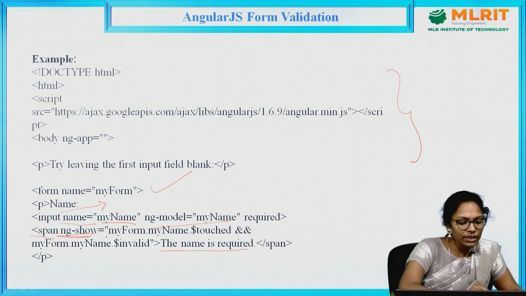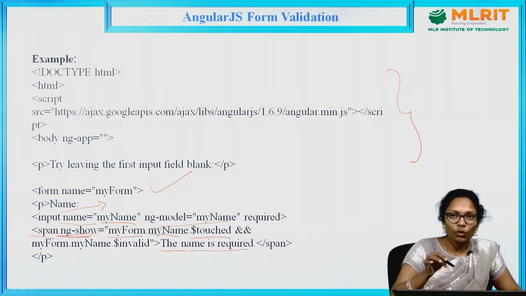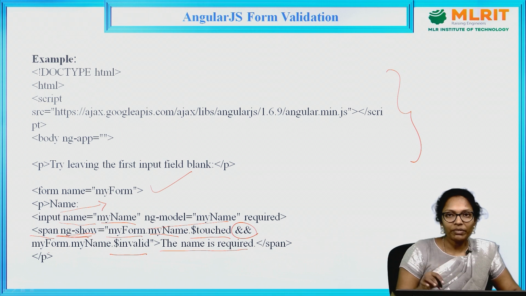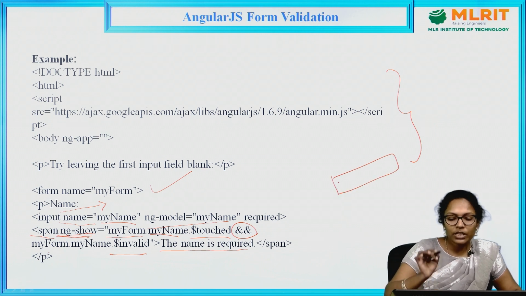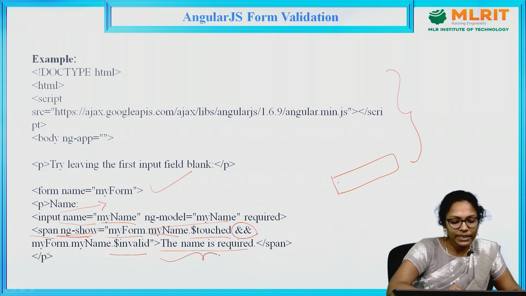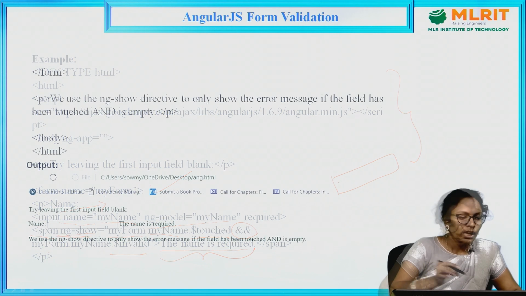What is this condition? myform.myname.$touched, when the form field is touched, and myform.myname.$invalid. So you have touched it, but it is not valid. How can I say a text field is not valid? If the text field does not contain any text, then it is considered invalid. So we have a text field, you touched it, but you did not enter any text. Then in that case, what do I need to span here? The name is required. I am closing the span.